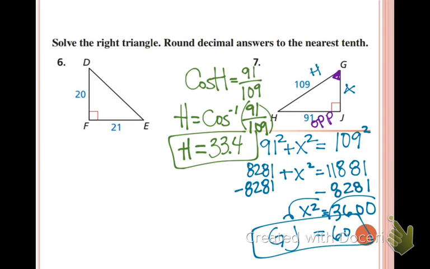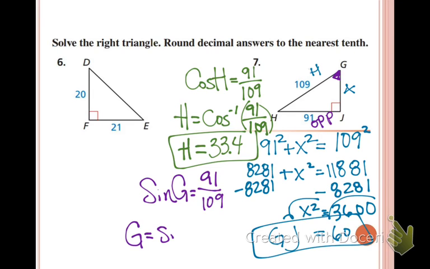What trig function deals with the hypotenuse and the opposite? Sine. Sine from the angle of G, so sine equals 91 over 109. How do we get rid of sine? The inverse, perfect. So sine to the negative 1 of 91 over 109. Yep. 56.6.